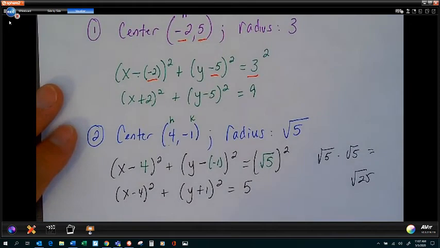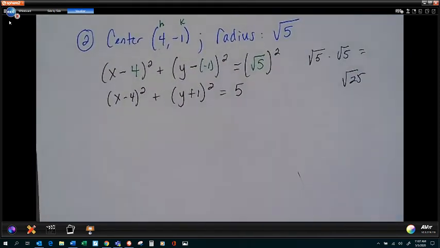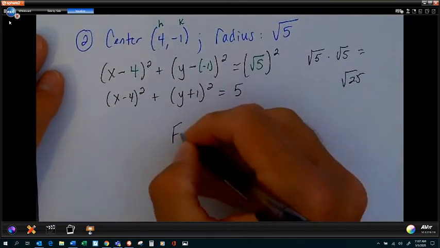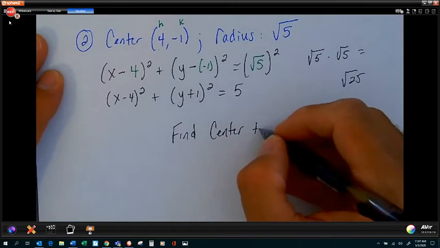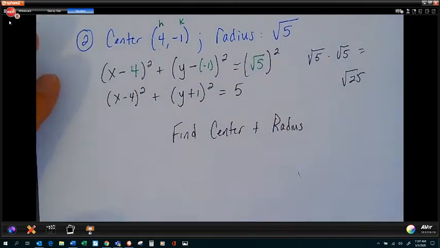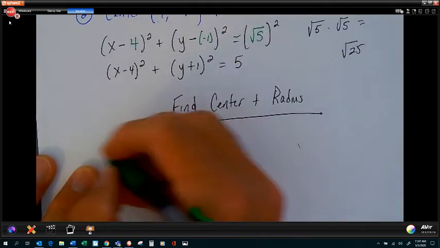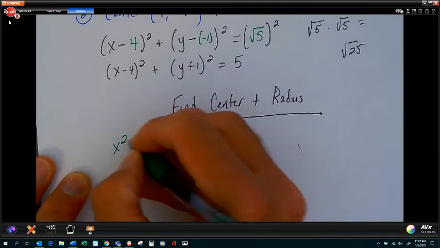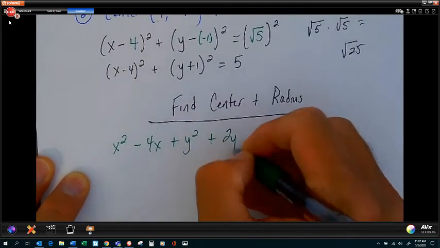Okay. Our next example, now we are going to find the center and the radius given an equation. So now we're going to have to work backwards. And here's the equation we're going to begin with: x squared minus 4x plus y squared plus 2y equals 20.